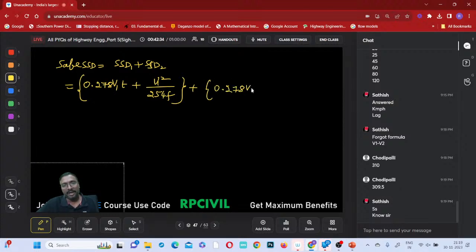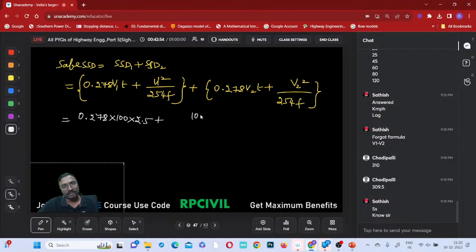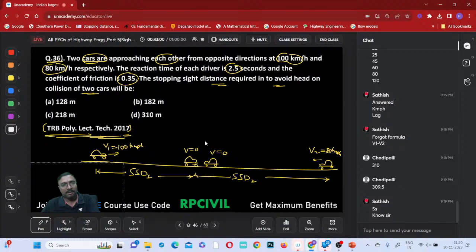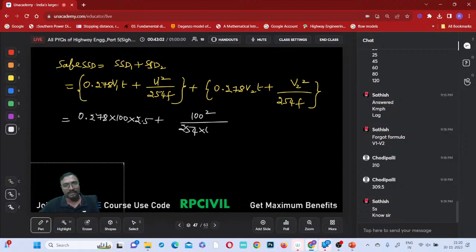0.278 into capital V2 into T plus V2 square divided by 254 into F. F is the same, T is the same. That's why I did not write T1, T2. So 0.278 into V1, 100 into the reaction time 2.5, plus V1 square, 100 square divided by 254 into F. Friction is given as 0.35.